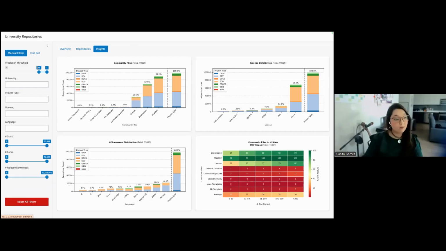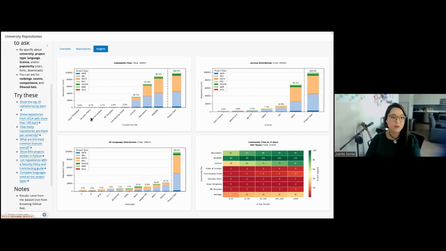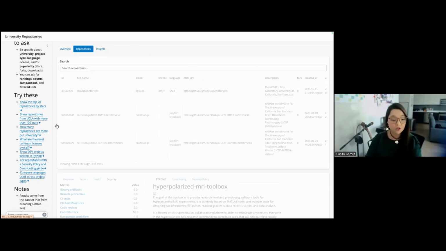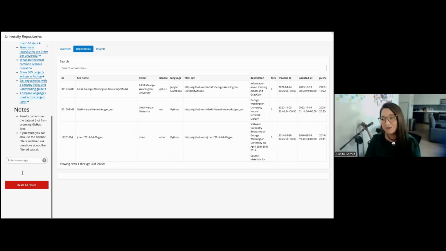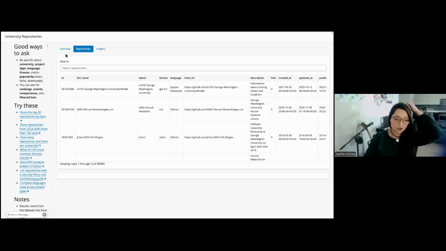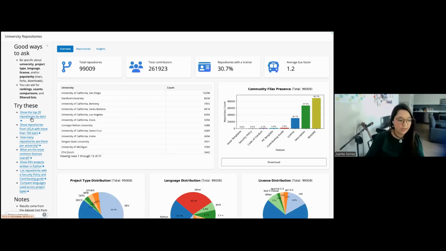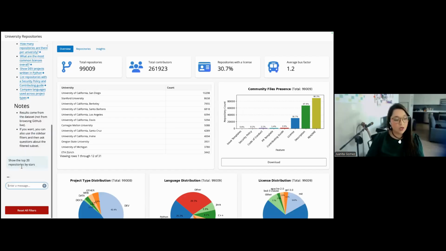I also implemented a chatbot. I'm using OpenAI, so I'm actually paying some credits for this. If you want to test it, you would have to use your own API keys. But basically, I thought it would be interesting to have a way to interact with this without the filters, just by asking for things. Things that you can ask for are, for example, show me the top 20 repositories by stars.